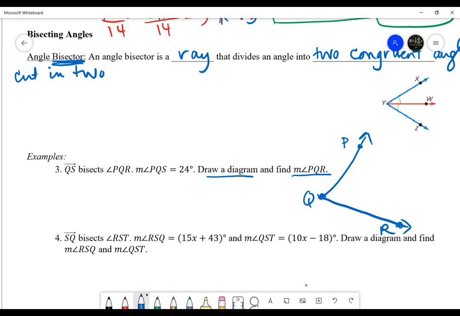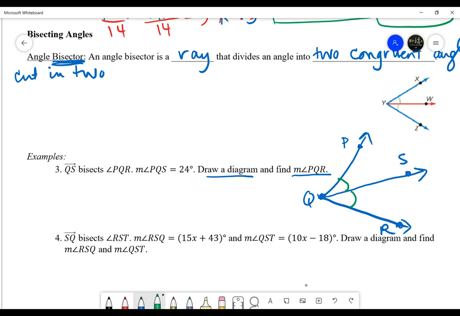And it's telling me that QS bisects it. So that tells me that this angle is the same as this angle. Remember, we use those single green lines to show that they are the same.